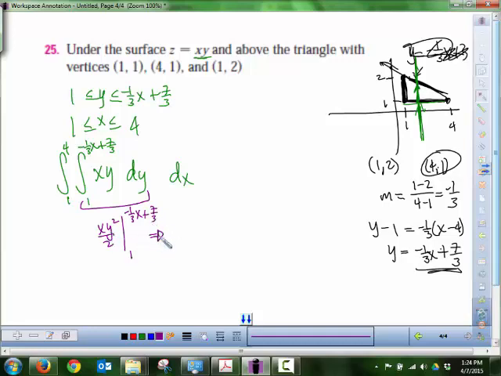Let's see how this is going to go. These are y limits, by the way. I integrate with respect to y, and so x is the constant variable in there. So I have x over 2 times negative 1/3 x plus 7/3, that's the top limit, squared, minus x over 2 times 1 squared, and then you put 1 in for y. Oh boy.